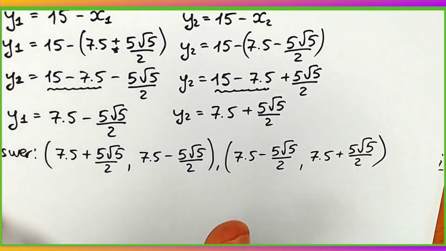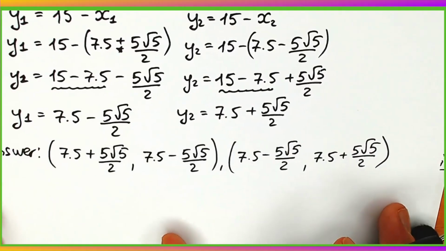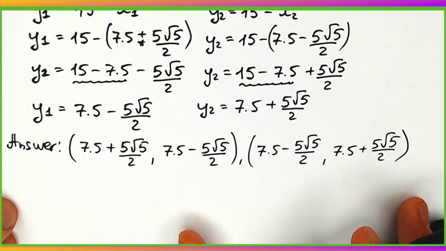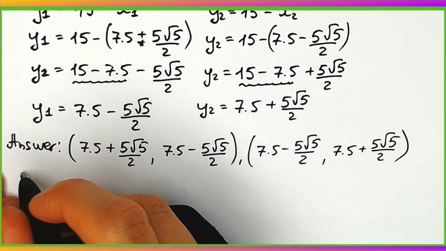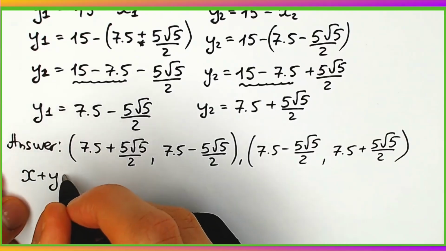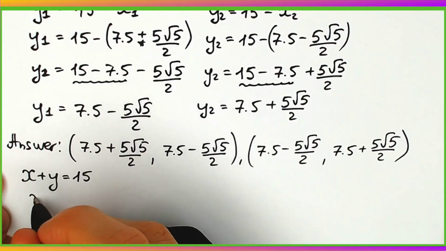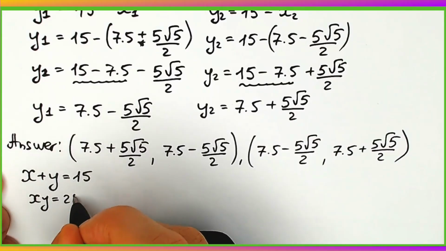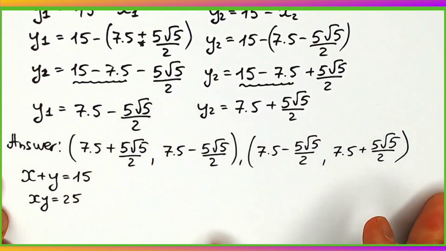I really hope you understand it. And in the end, let's check real quick our roots. First of all, let's write our question. So x plus y equal to 15, and a product xy equal to 25. Okay, so xy equal to 25.